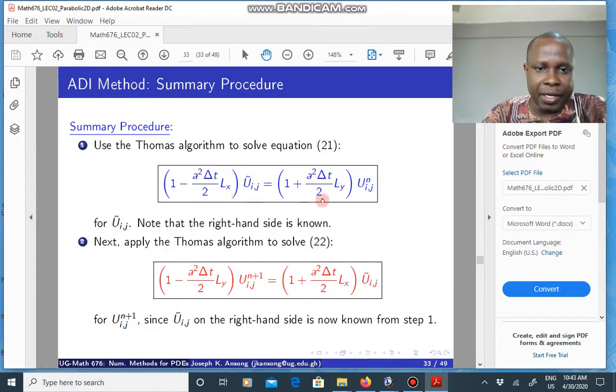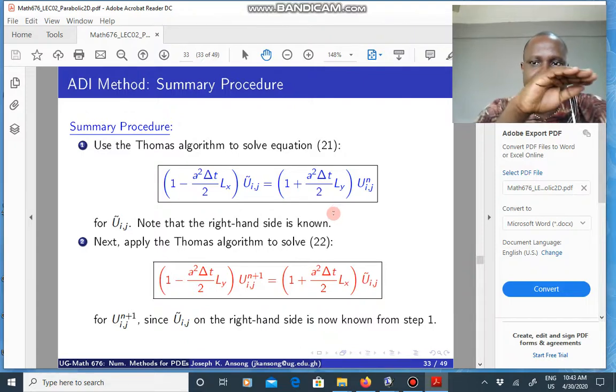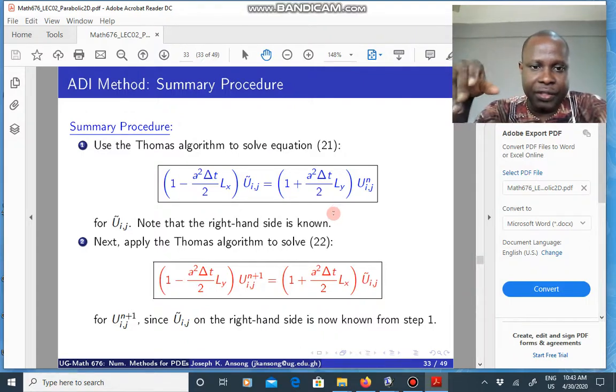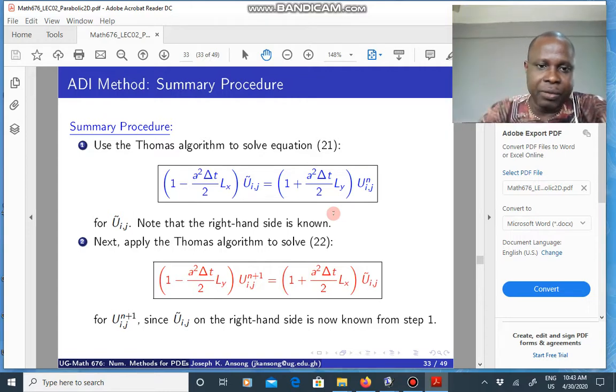First, you compute this first step for U tilde. Once you have U tilde, you plug it in here and solve for your final solution. So in this lecture, I want to just concentrate on the first step. How do you get U tilde? I'm going to expand this and then show that if you sweep in the horizontal direction, the resulting system is tridiagonal. So that's what I want to show.